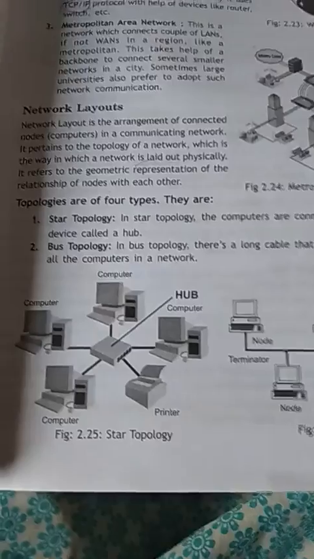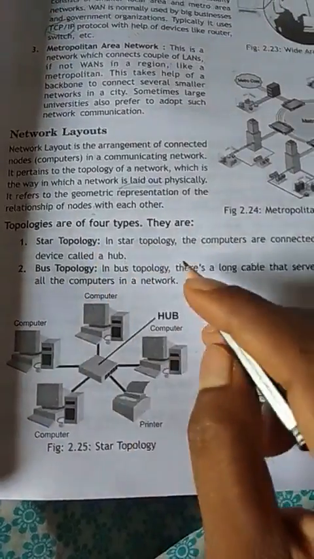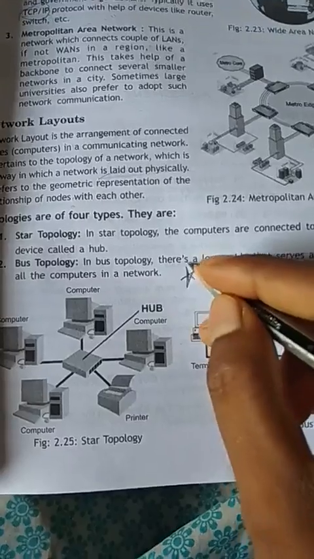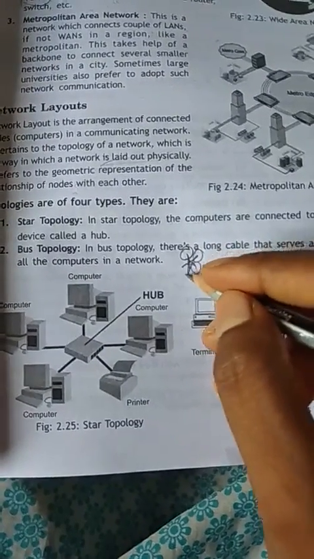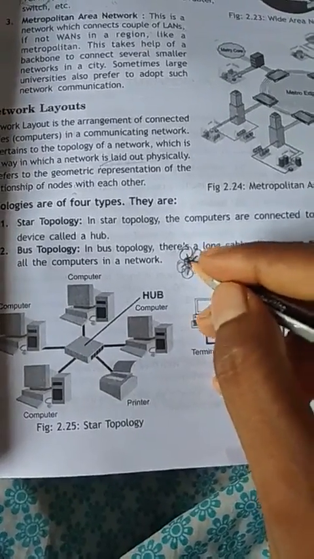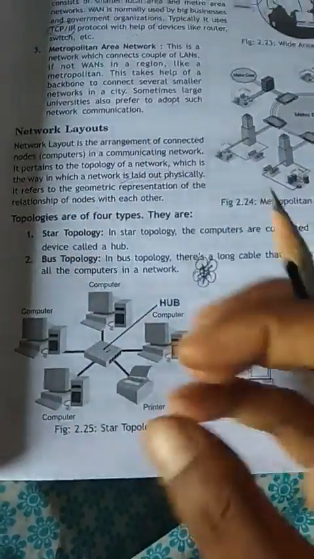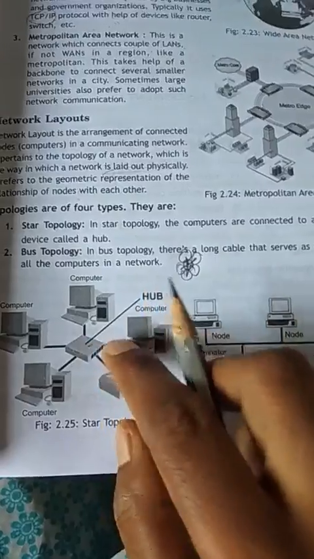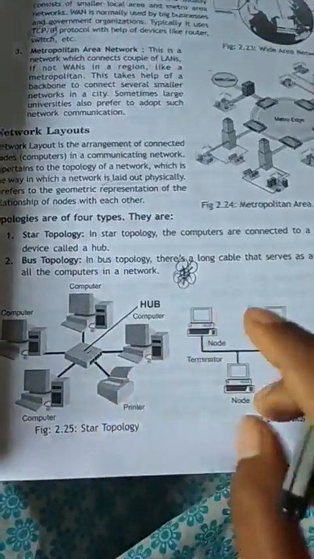Topology has four types. First is star topology. Star topology means its shape is just like a star, okay. One node is here, another is here, another is here, and in the center, the hub is situated. It connects all the systems, all the computers. It is responsible for running of them, okay.